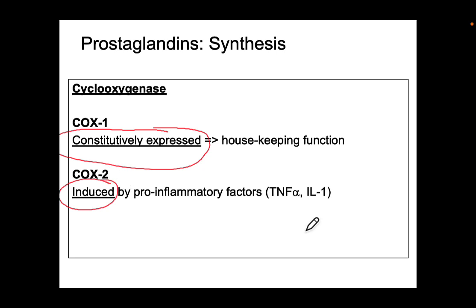These include mediators released by macrophages and dendritic cells, for example, the immunological first responders. These include mediators like tumor necrosis factor alpha or interleukin-1. So when cells see these mediators, COX-2 can become active and start generating prostaglandins that are in turn going to influence all the different physiological processes we've looked at so far.